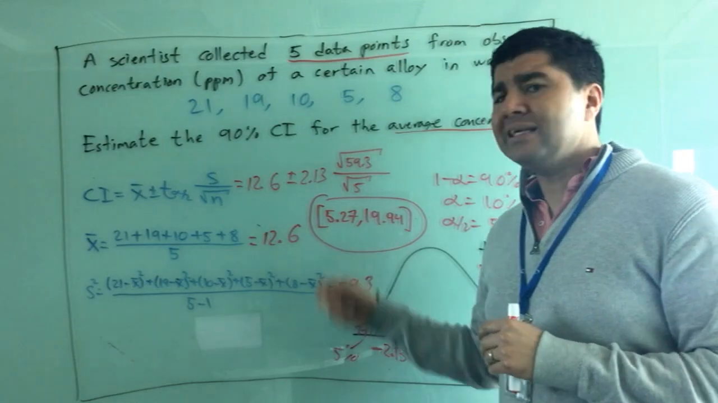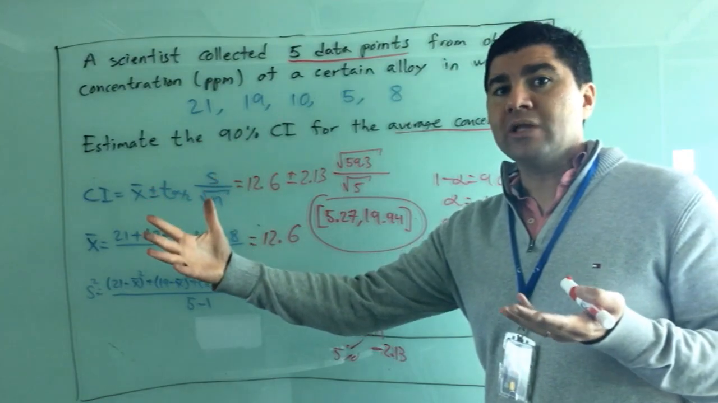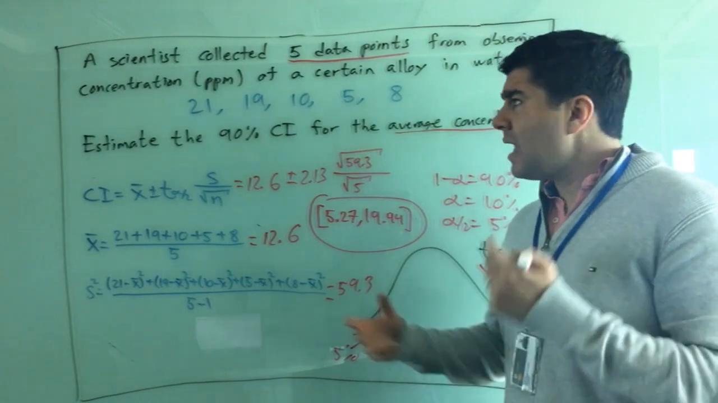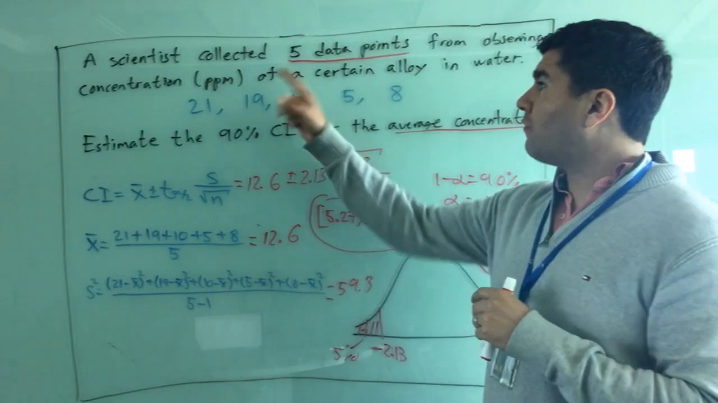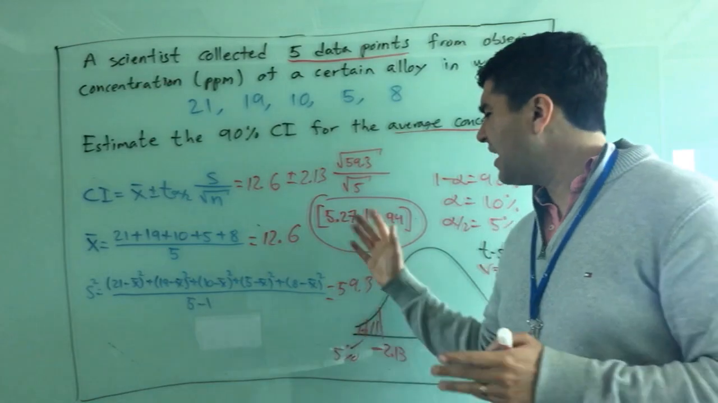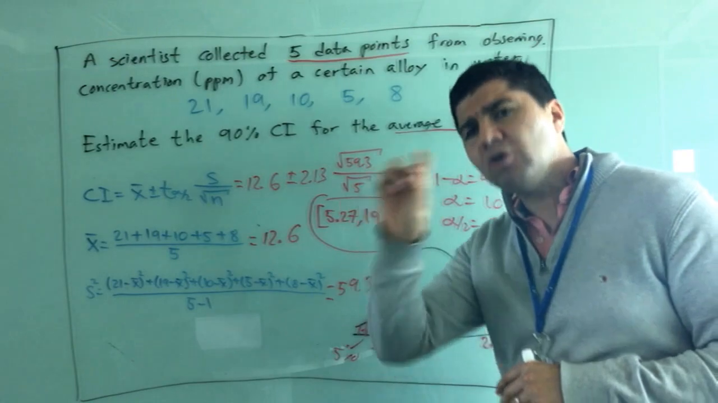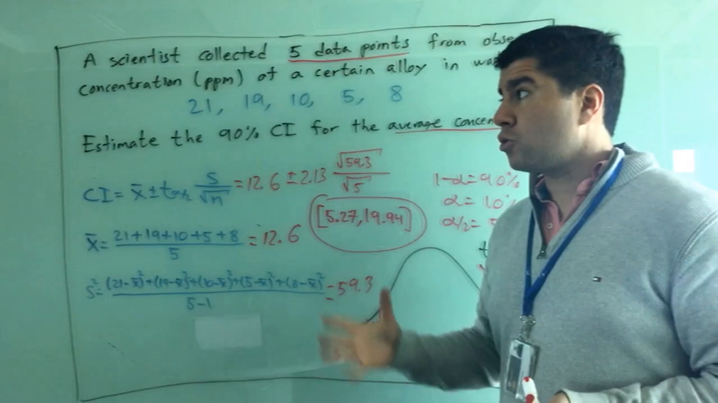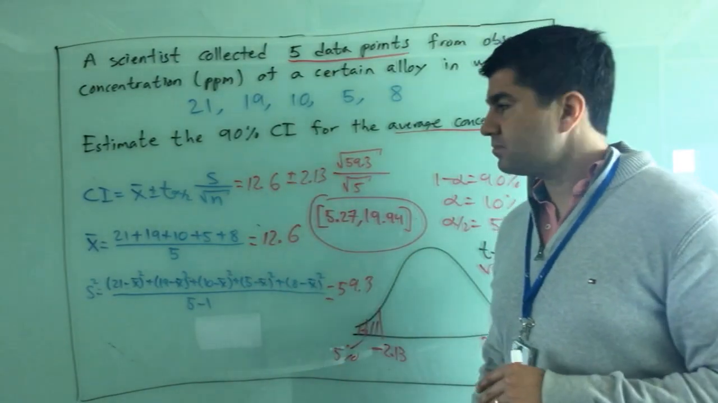Hence, we can see that this interval, even though it has a greater estimation error, still has the 90% confidence level required, and we can be sure that 90% of the times the average of the concentrations in parts per million is going to be between 5.27 and 19.94. Again, it is impossible to know a particular point because this 12.6 is just the average that we found on the sample, but we are trying to estimate not the sample but the whole population.